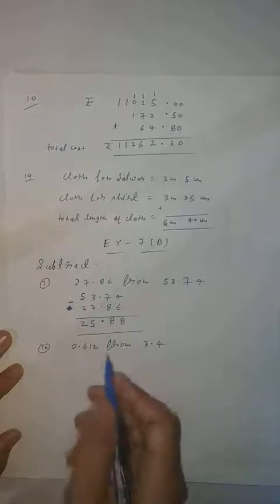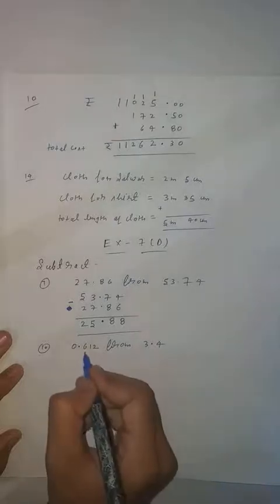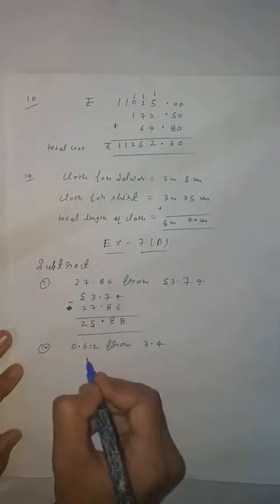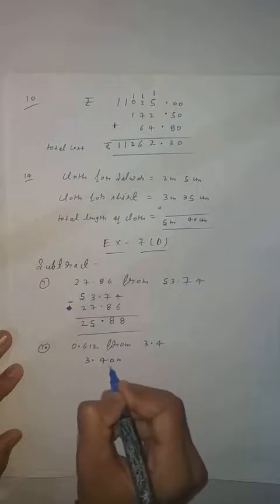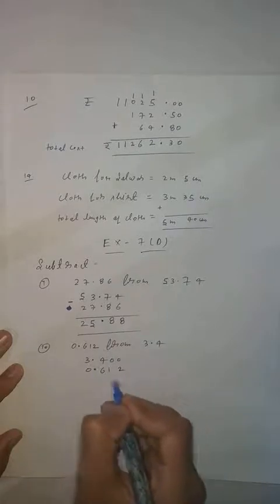I explain how to convert. You have to see the number which has the maximum digits. Clear? So here you can see after decimal 3 digits, so here also after decimal 3 digits. So what will you do? You will increase zeros. How many zeros will you increase? 2 zeros, because after decimal there should be 3 digits, and 0.612.